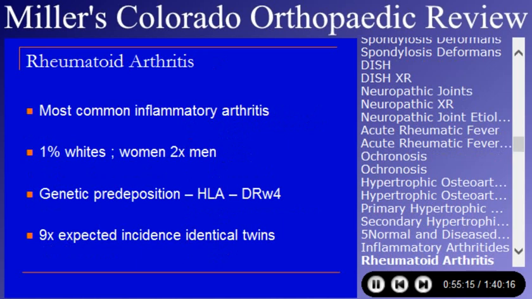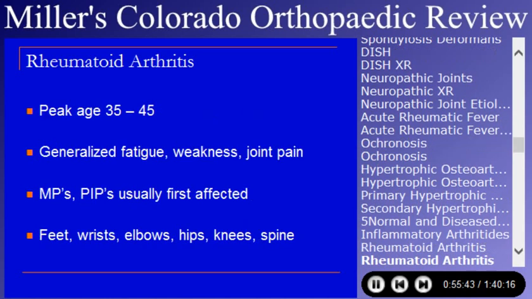Rheumatoid arthritis is the most common inflammatory arthritis, the classic inflammatory arthritis. It occurs in 1% of white people. Women are twice as likely to get it as men. There is a genetic predisposition with a human lymphocyte antigen abnormality that is common, and it has 9 times the expected incidence in identical twins, so there is some genetic predisposition to rheumatoid arthritis.